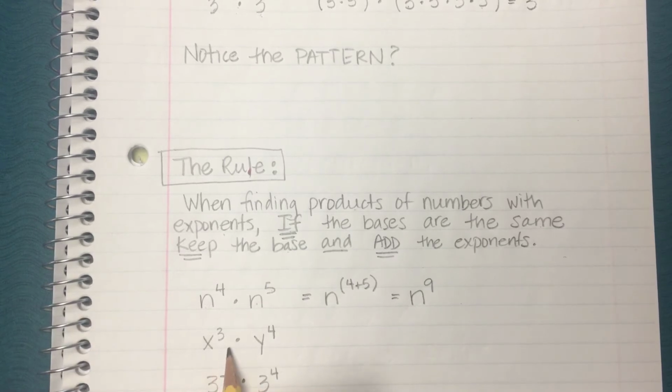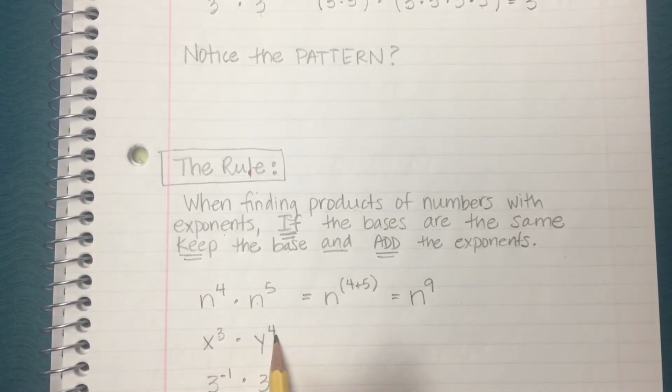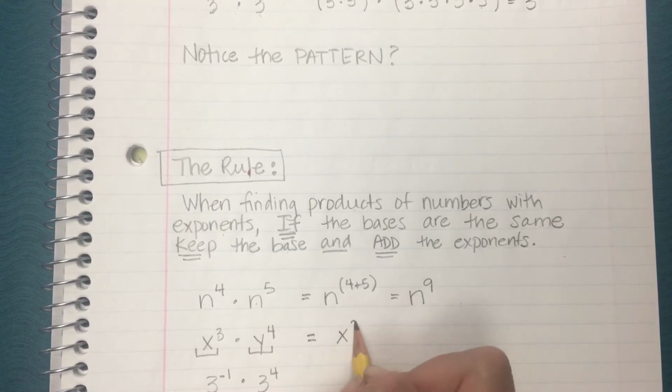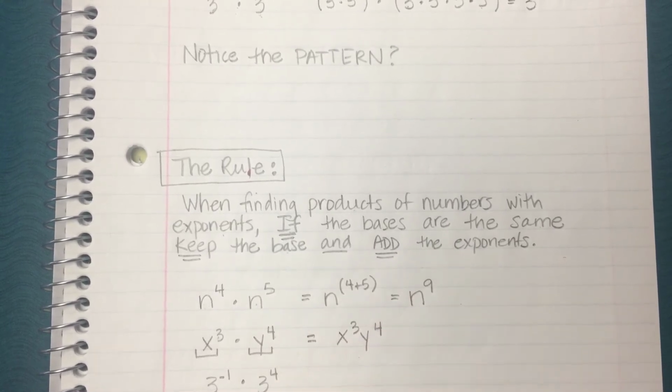Let's take a look at our next one. Notice I have x to the 3rd times x to the 4th. Oh, my bases are different. So actually, I can't simplify this at all. That is the answer.